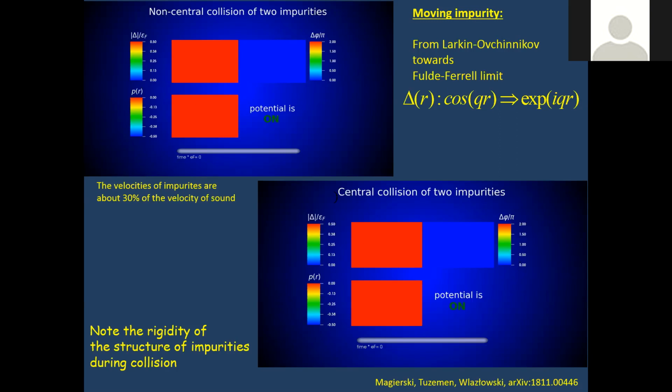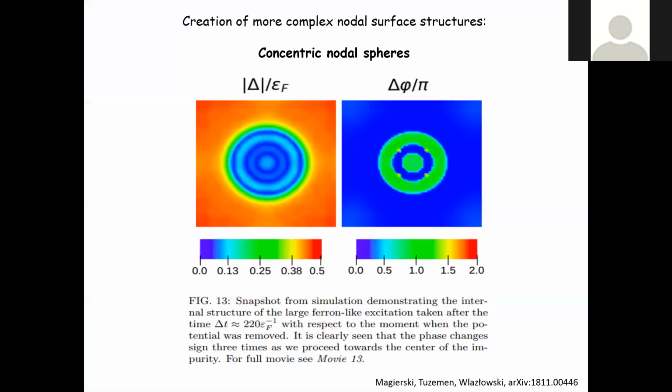And you don't have Galilean invariance anymore. The dispersion of these particles is probably not parabolic. Oh, certainly not parabolic, because you have a background. So you have everything with respect to the superfluid reference frame. Yeah. What happens if you don't switch off the potential, but you just move them toward each other?